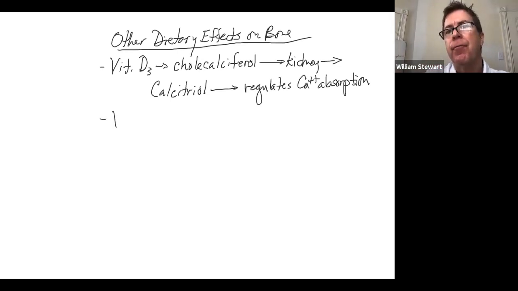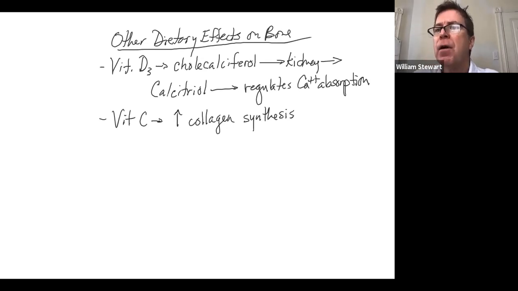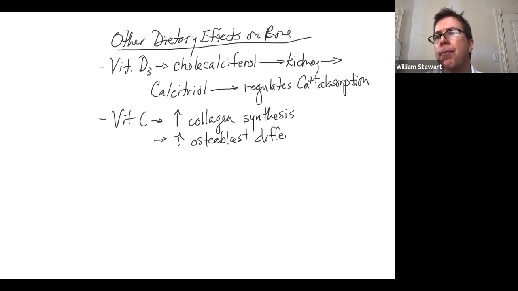Vitamin C, magic vitamin, the wonder vitamin, also has an effect on our bones. It's necessary for collagen synthesis. So it increases collagen synthesis. Now you know that collagen fibers are a major component in the organic part of bone matrix. It also, vitamin C, enhances osteoblast differentiation, helps form osteoblasts. That's good for our bones as well.